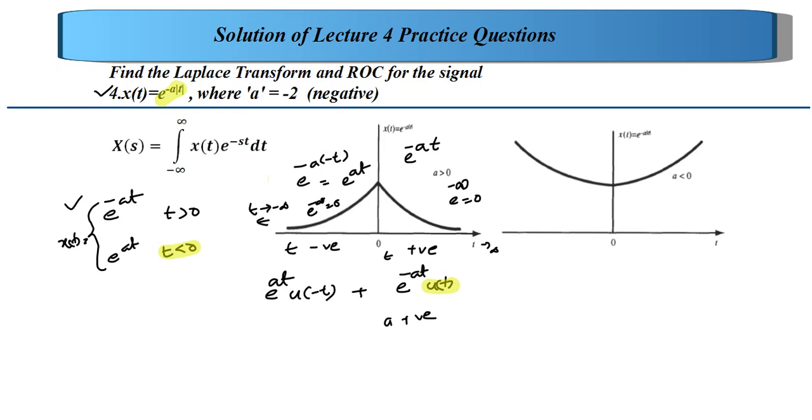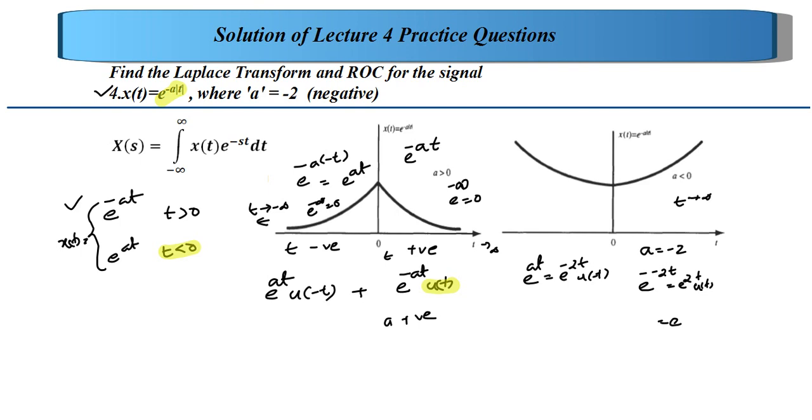But here the case is different. Here a is negative, or we can take one example, minus 2. So your result becomes, a is negative, so already there is a minus, and minus 2t, so it becomes e raised to 2t into u of t. On the left side, the signal is already e raised to at, and if you substitute a is equal to minus 2, it becomes u of minus t. So that's the difference.